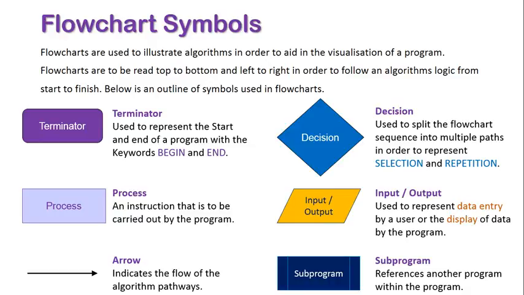So I hope this gives you an understanding of the different flowchart symbols used in order to represent programs graphically. Essentially we have a terminator for beginning and ending our program, a process for representing the different instructions within a program, an arrow showing the direction of the flow of the program, a decision used for splitting paths down different paths for selection and repetition, the parallelogram for input and output of data for the user, and a subprogram which references another actual program.